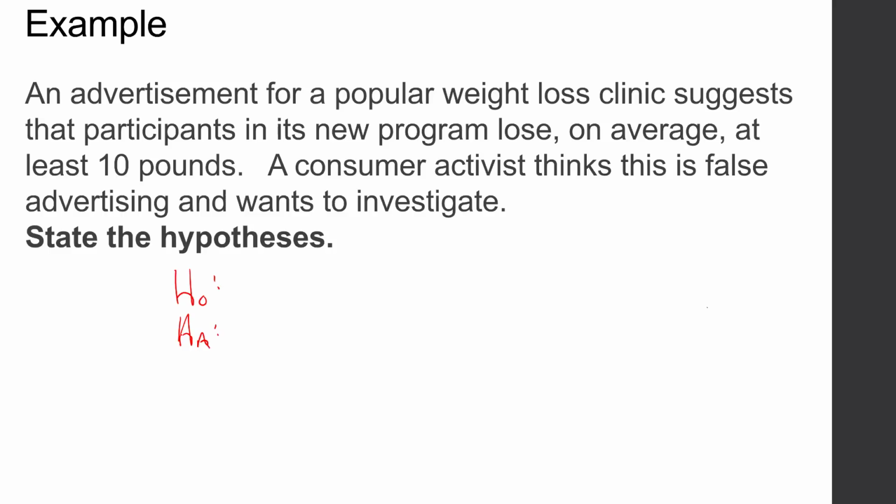Well, it's the claim that's being made by the weight loss clinic that its participants lose on average at least 10 pounds. So how do we write that? That's greater than or equal to 10. So average weight loss, mu, is bigger than or equal to 10. Notice we put the equal sign in the null.